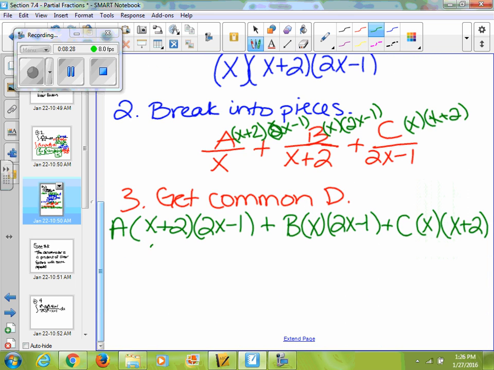If I FOIL this, x times 2x is 2x squared. X times minus 1 is minus 1x. 2 times 2x is 4x. 2 times minus 1 is minus 2. And I still have a outside.